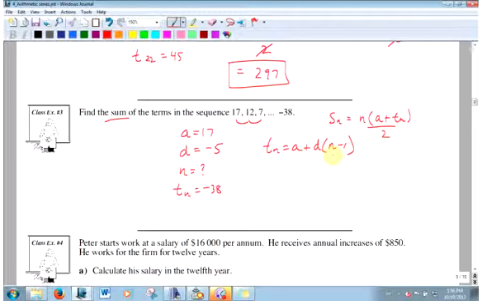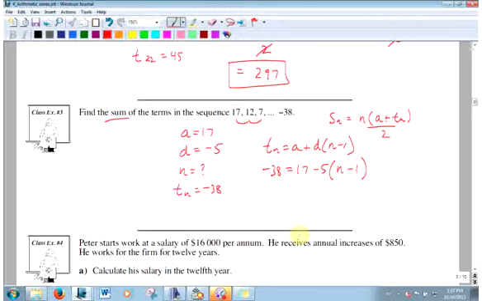Can I find out n? Yep. And there's got to be some way to do this, guys. It's not like I'm going to give you an unfactorable question. T to the n is minus 38. A is 17, and d is minus 5, times n minus 1. So we don't want to subtract 5. It's negative 5 times this.